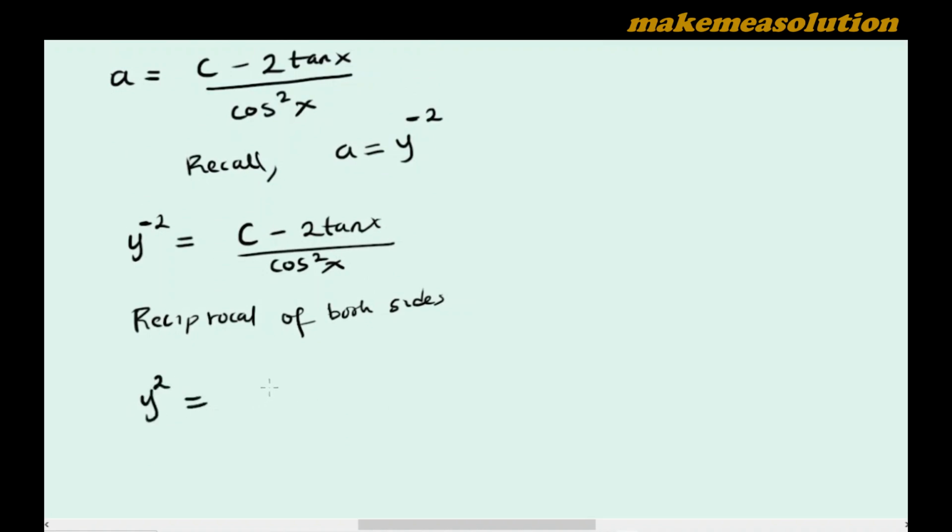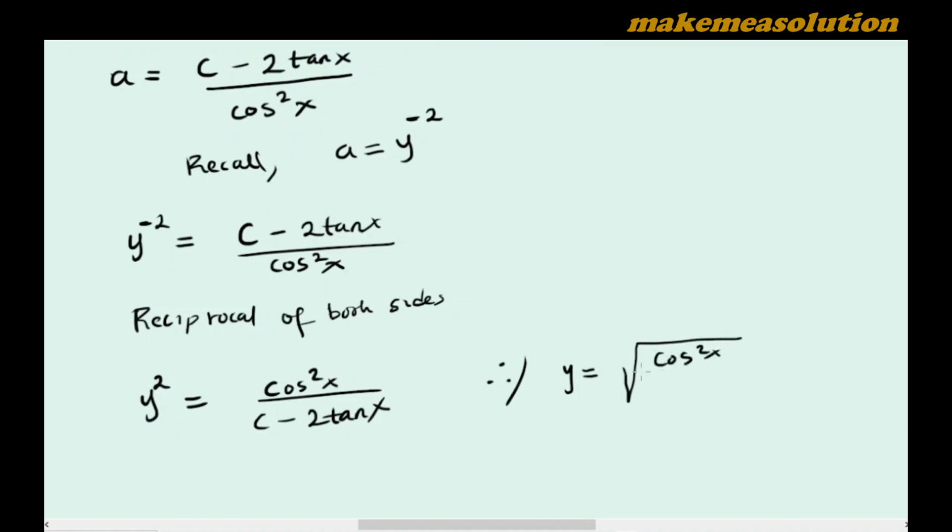So y squared will now be cos squared x over c minus 2 tan x, like this. So this is what I would leave as my general solution for this particular problem. Someone else can take it further by saying y is the square root of cos squared x over c minus 2 tan x. You can actually put your plus or minus if you want.